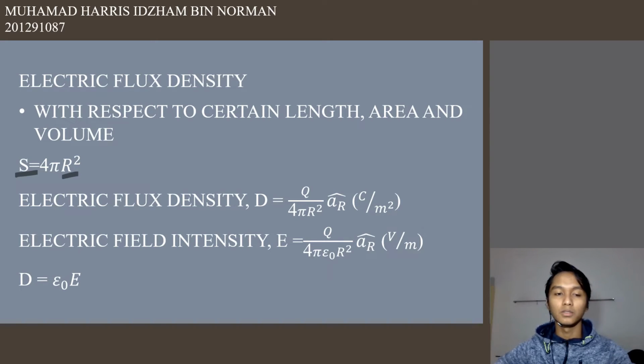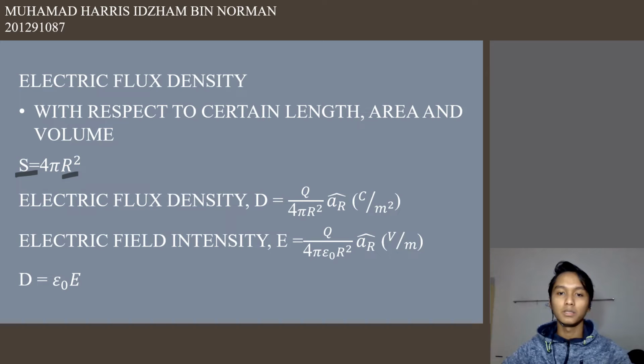Electric flux lines originate from positive charge and terminate at negative charge. They are directed, so electric flux density is also directed. We use a_r hat as the unit vector. Electric flux is a charge, so for electric flux density with respect to the surface area we use the unit coulomb per meter squared. Here we have electric field intensity, which is E equals Q over 4 pi epsilon naught r squared times a_r hat, in units of volts per meter.